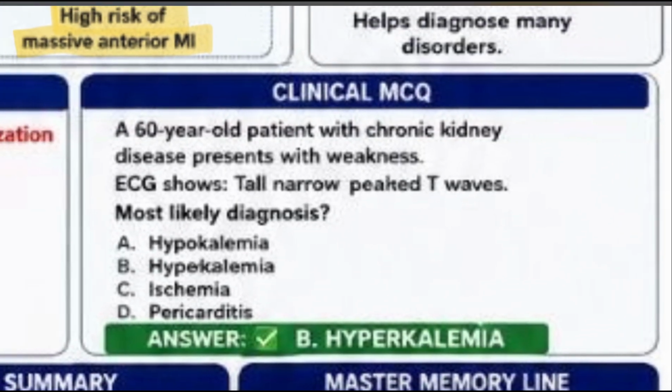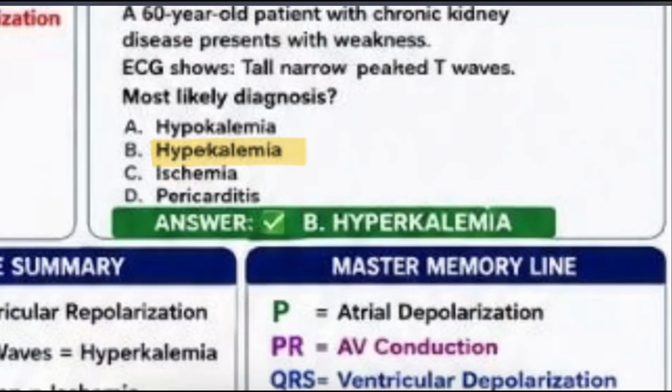Okay. We have one practice question here. A 60 year old patient with chronic kidney disease presents with weakness. ECG shows a tall, narrow, peaked T wave. Most likely diagnosis: that is hyperkalemia.